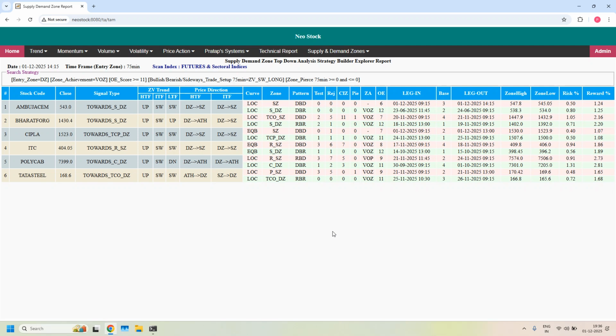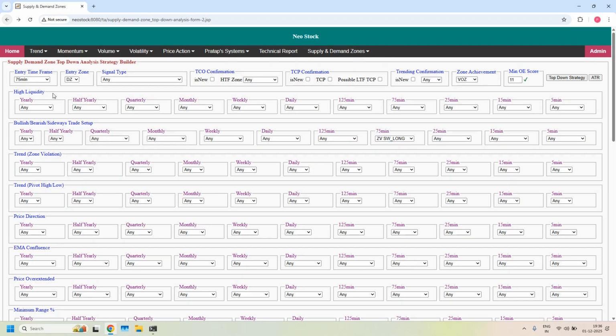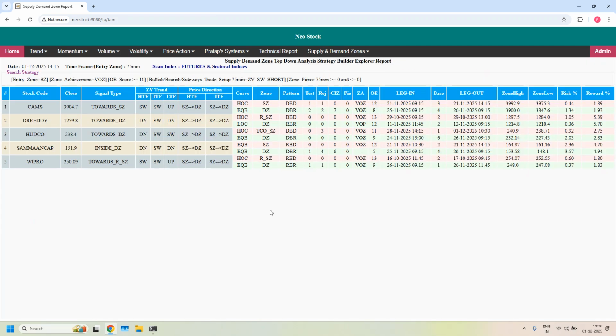Okay, next, sideways short trade setup for weekly income trade. Changes are 75 minute supply zone and here sideways short. Let's filter. We got 5 stocks. Entry time frame zones are 75 minute supply zones. You can plan trades in these zones only when lesson 30.3 video checklist items are satisfied. Otherwise, there are higher chances of zone violation.